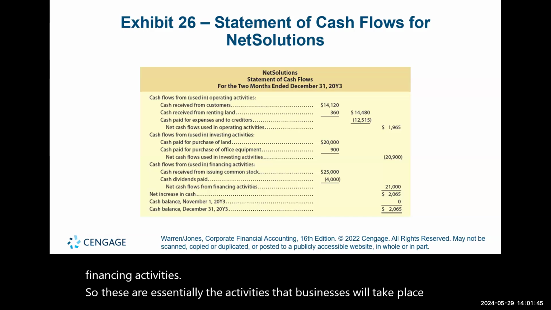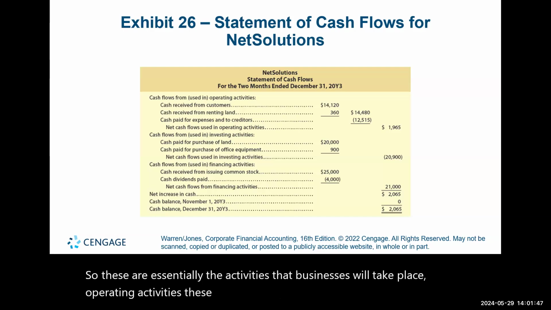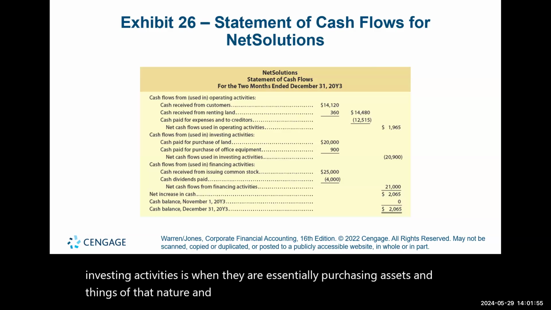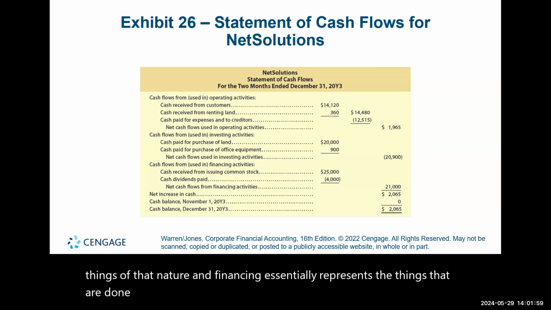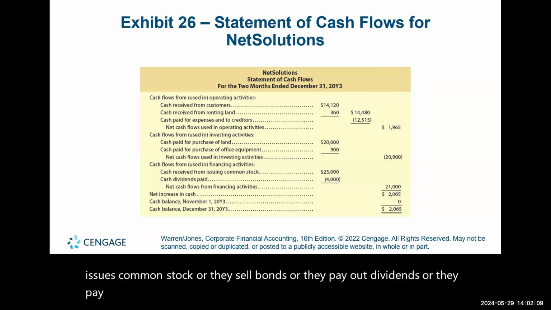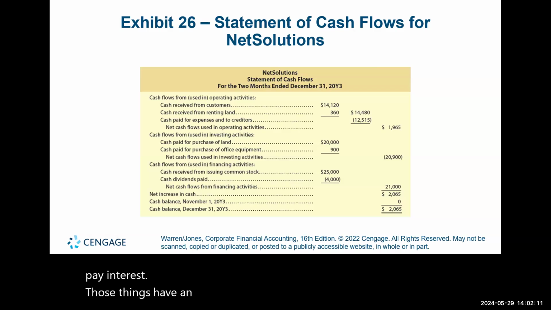Operating activities, these are essentially the day-to-day operations. Investing activities is when they are essentially purchasing assets and things of that nature. And financing essentially represents the things that are done to finance the operations of the business. So when the company issues common stock, or they sell bonds, or they pay out dividends, or they pay interest, those things have an impact on the financing activities.